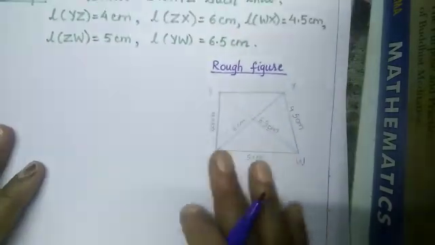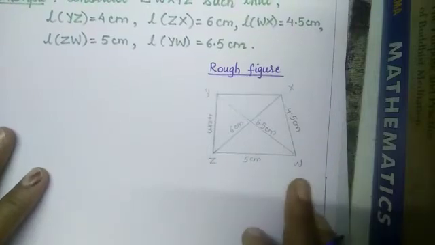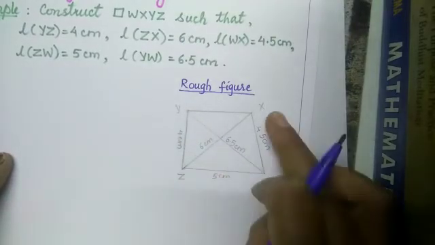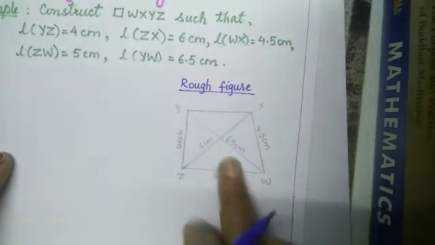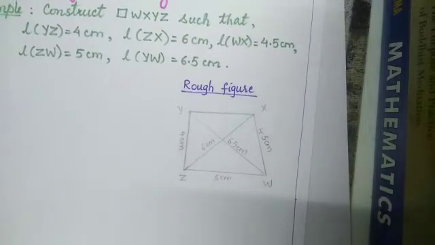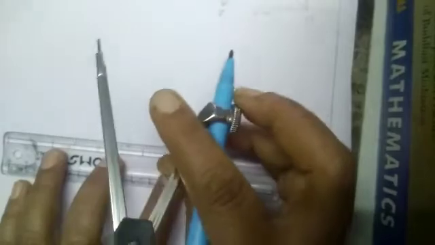So this is the rough figure of it. I have taken ZW as a base of 5 centimeter, then XW is 4.5 centimeter, then YZ is 4 centimeter, ZX is 6 centimeter, and YW is 6.5 centimeter. So let us start now. First what will we take? 5 centimeter as a base, okay. So let us draw a 5 centimeter segment. Take it out now. This will be your 5 centimeter.